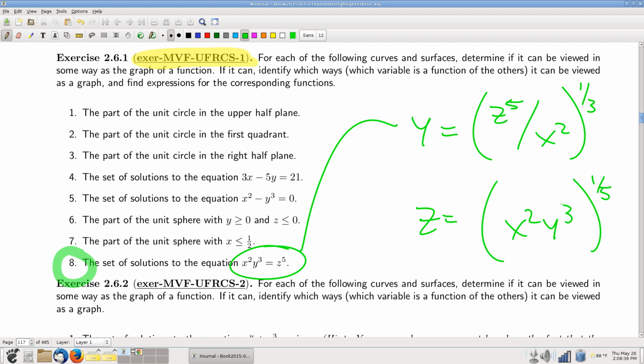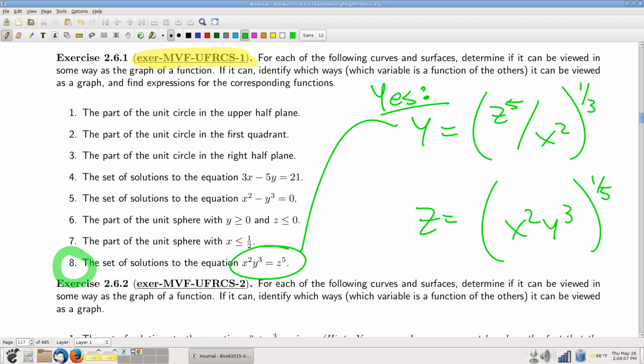The question boils down to, can you solve exactly and exclusively for any of the three variables? So that's just the answer. That's the final answer. The question was, determine if it can be viewed in some ways as a graph, and then if it can, which ways, and find expressions. So the answer, I guess, is yes, and then with these two bits of algebra.